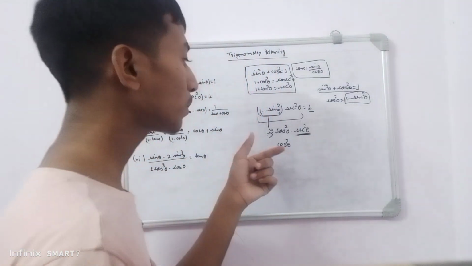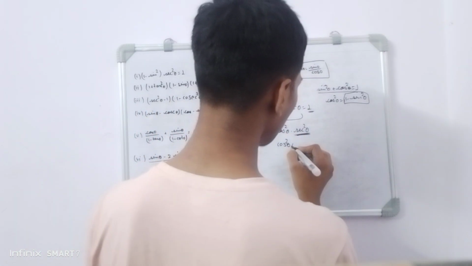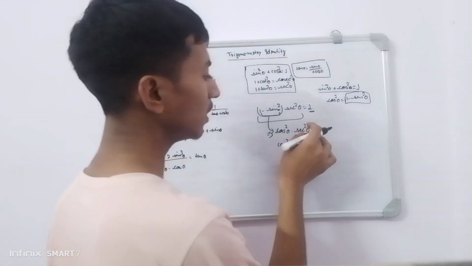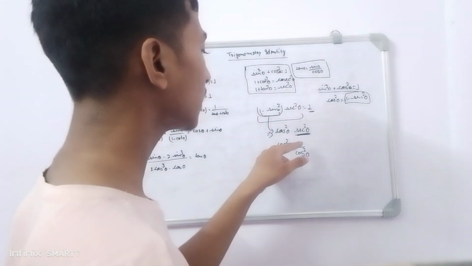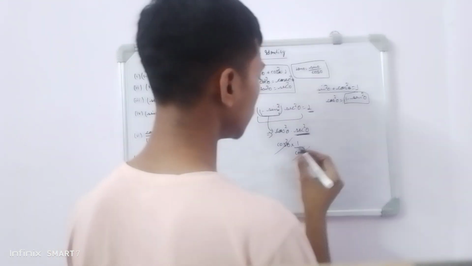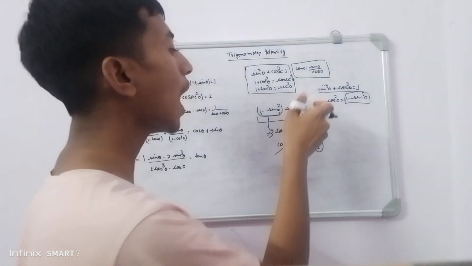Sec theta is the reciprocal of cos theta. That means sec square theta can be written as 1 by cos square of theta, because it is the reciprocal of cos theta. So cos square theta and cos square theta will cancel out, and then we will get the answer 1. So this is what we have to prove.